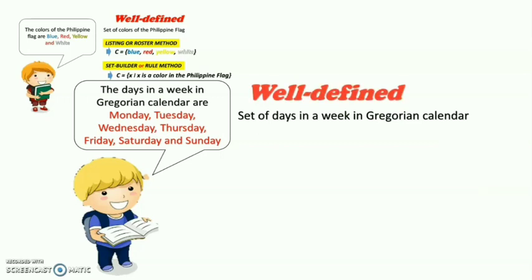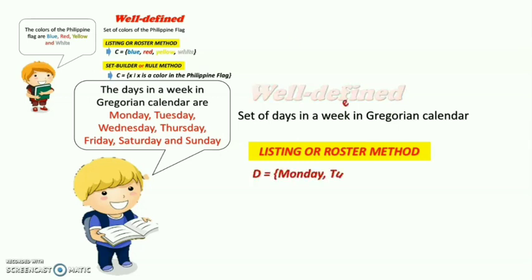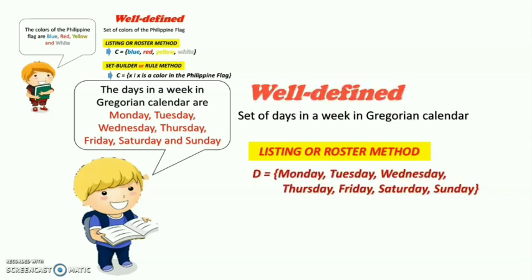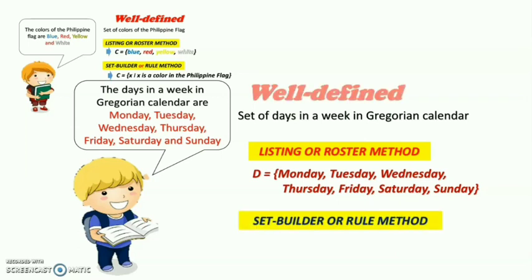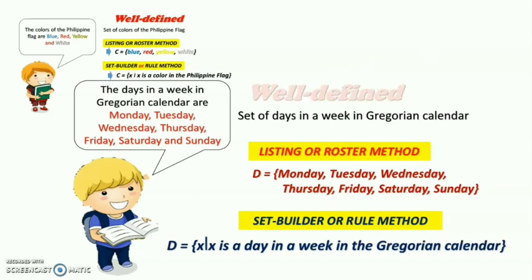Now, let us proceed to the listing method or roster method. It can be written like this. D is the set of days in a week. So D is the set that contains Monday, Tuesday, Wednesday, Thursday, Friday, Saturday, Sunday. And the other method is what we call the set builder or rule method. It is written like this: D is the set of all X such that X is a day in a week in the Gregorian calendar.